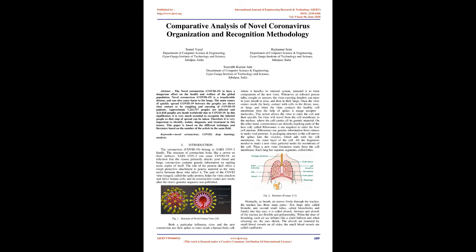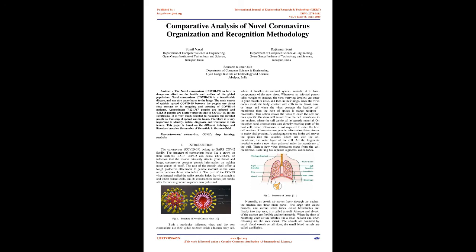Airways and alveoli of the trachea are flexible and polymorphic. When breathing in, each air sac inflates like a small balloon, and when releasing air, the sacs shrink. The alveoli are bounded by small blood vessels on all sides. The small blood vessels are called capillaries. Every cell in your body requires oxygen to live.